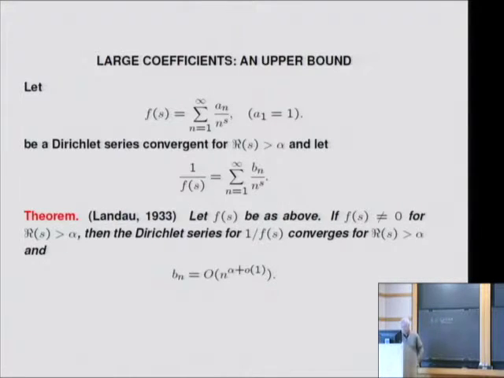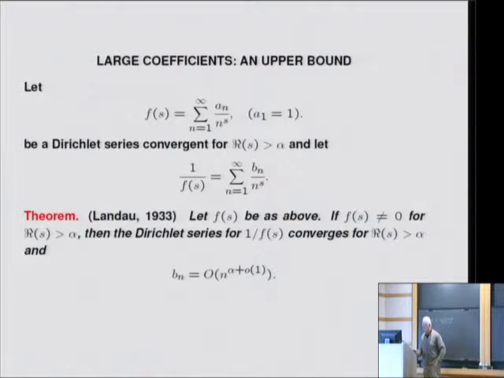So this is the theorem of Landau. Now, you will notice that f is the zeta function, so a_n is 1. It's convergent for real part greater than 1. But now the reciprocal b_n is 1, so the upper bound is not so exciting.